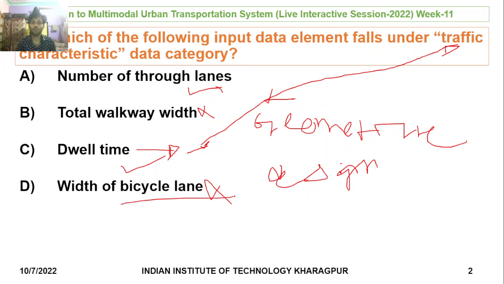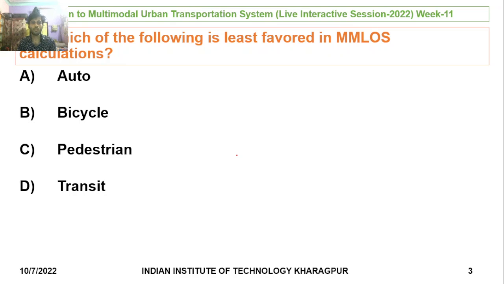Width of bicycle lanes, obviously width is geometric, number is geometric, walkway width also geometric, right? So then let us go to the next question. Which of the following is least favored in MMLOS, like multimodal level of service calculations? So you are already familiar with this multimodal concept, right? So you have not only bus but also auto rickshaw, your bicycle, then your pedestrian facility, right? Then sometimes car also, right?